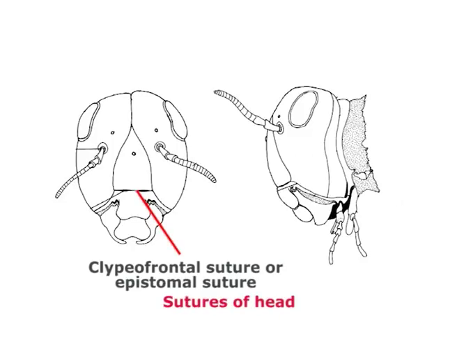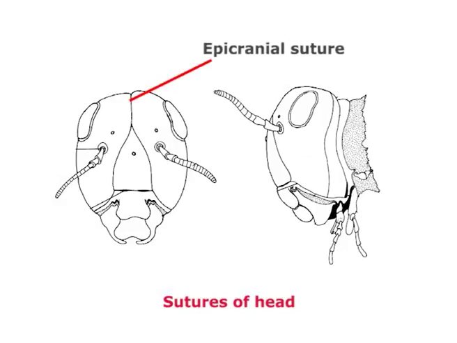Sutures of the head. The common sutures present in the head are clypeofrontal suture or epistomal suture, in which the suture is present between the clypeus and the frons. Epicranial suture. It is an inverted Y-shaped suture distributed above the facial region, extending up to the epicranial part of the head. Occipital suture. It is a U-shaped or horseshoe-shaped suture between the epicranium and the occiput.